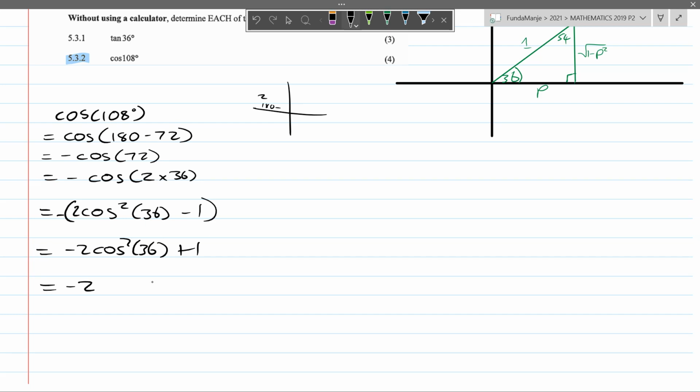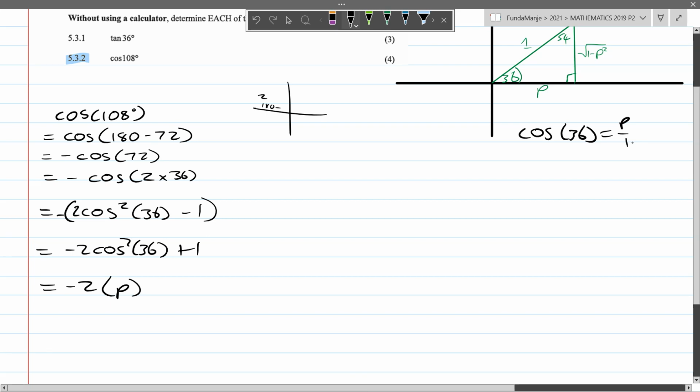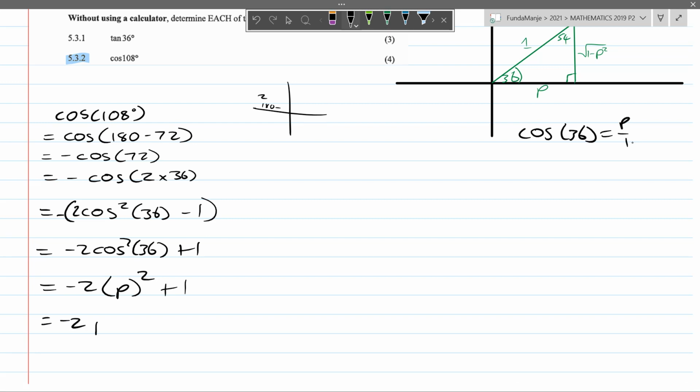This then becomes negative 2 times cos 36 squared. Cos 36, we know it's just p. As you can see from this, cos 36 would be adjacent, which is p over 1. So p is cos 36, and then we square it plus 1. Now the answer is negative 2p squared plus 1. There is also another way that you can get this answer.